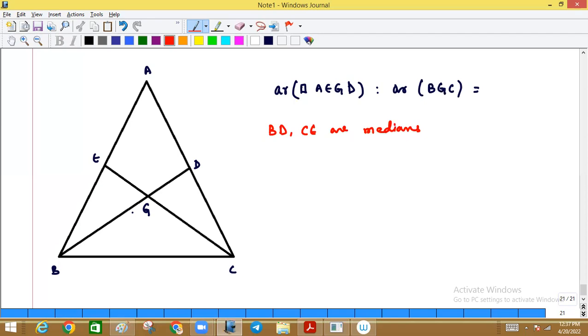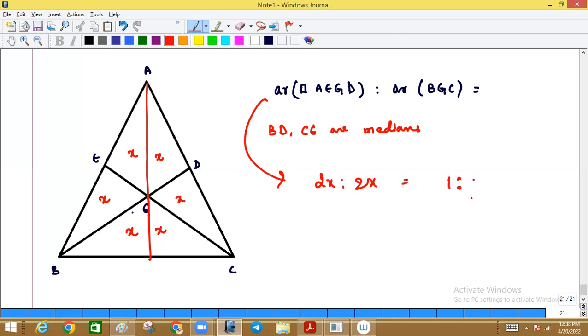It is 1:1 because you draw another median. If it is X, this is also X, this one is also X, X, X, and X. Also, okay, all small 6 triangles are equal area is set. So you can see the quadrilateral consists how many smaller triangles? 2 smaller triangles. The triangle also consists 2 smaller triangles. So therefore, it is 2x is to 2x, which is 1:1. Both of them have equal areas.